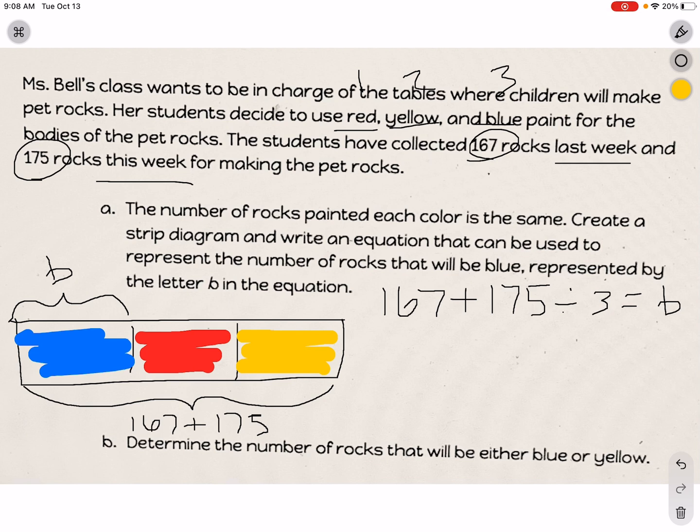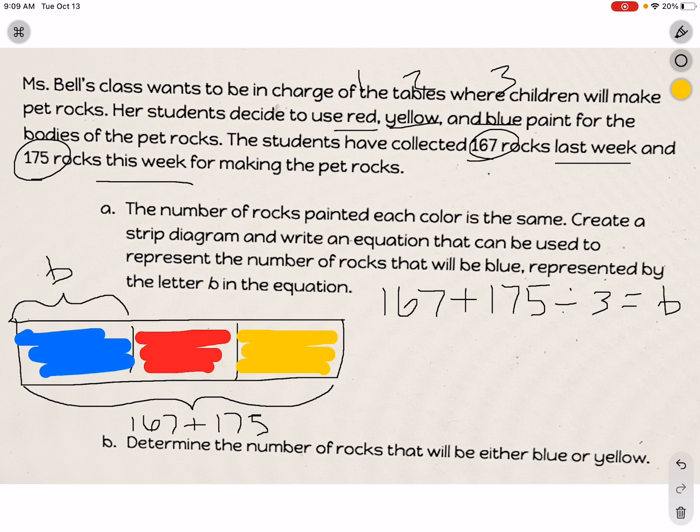Part B says determine the number of rocks that will be either blue or yellow. Well, what do we have to figure out before we can figure out how many rocks will be either blue or yellow? Pause the video, turn to your elbow partner, and talk about it. If you said we have to figure out first how many rocks are going to be painted each color, I think that you're on the right track. There are other ways to do this, but I think the simplest way is to figure out how many rocks we're going to divide into each color.